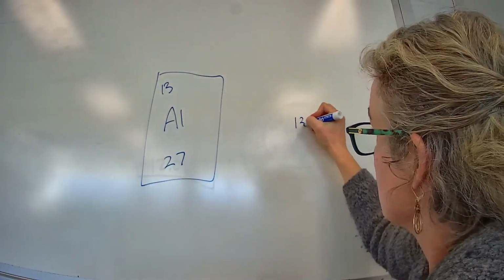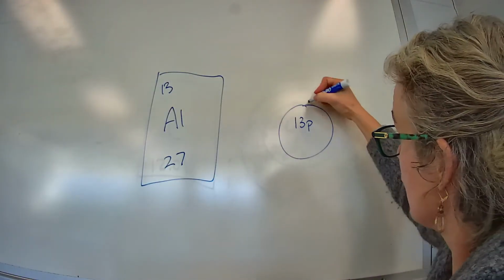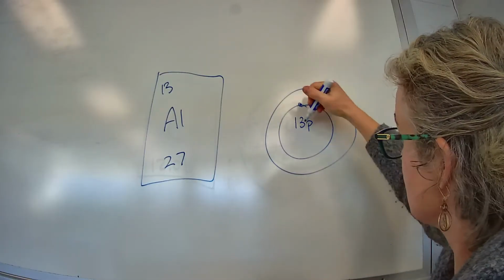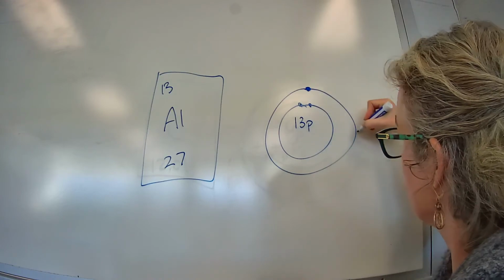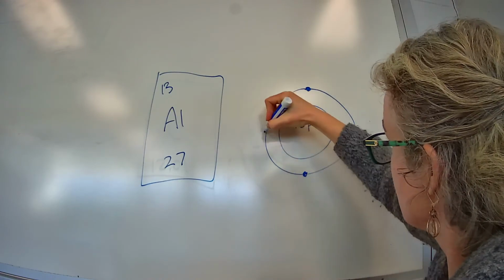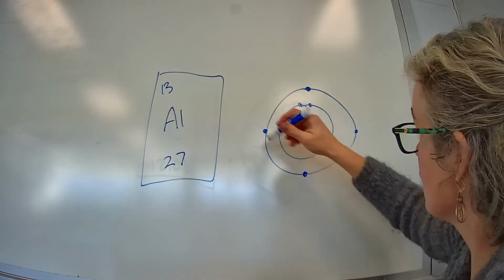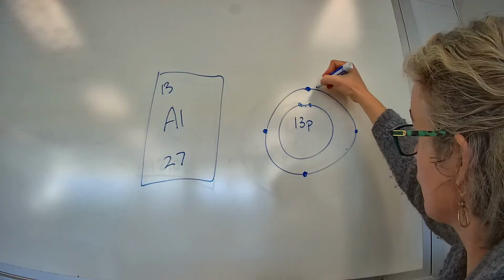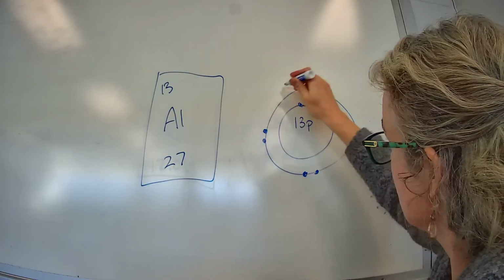Aluminum has 13 protons. That means it will have 13 electrons. Okay, 2 can go in the first energy level. I still have 11 more to draw, so I'm going to just keep counting. 1, 2, 3, 4, 5, 6. I recommend you do it in this order, clockwise, and put 1 in each position before you double up. So I've drawn 6, 7, 8, 9, 10.